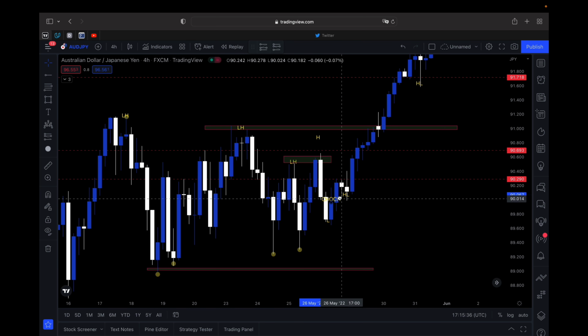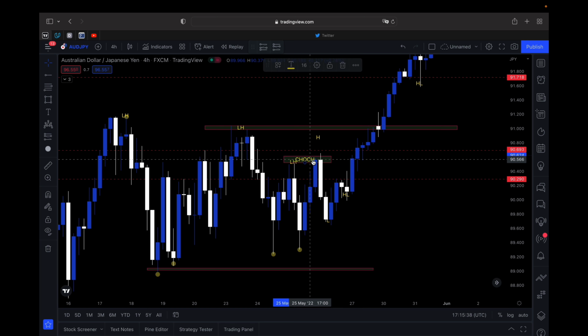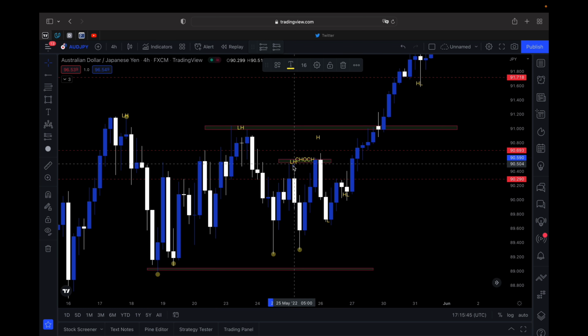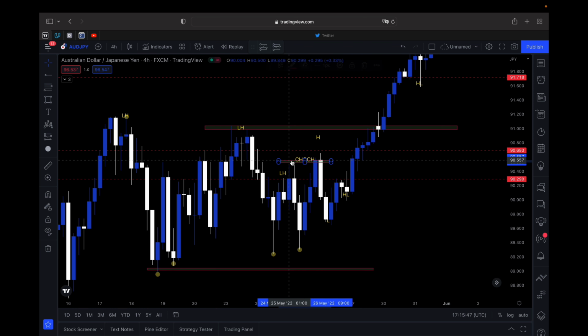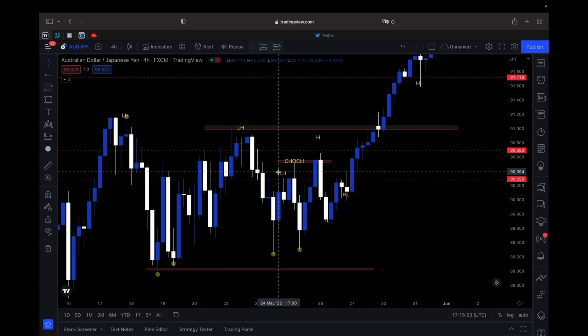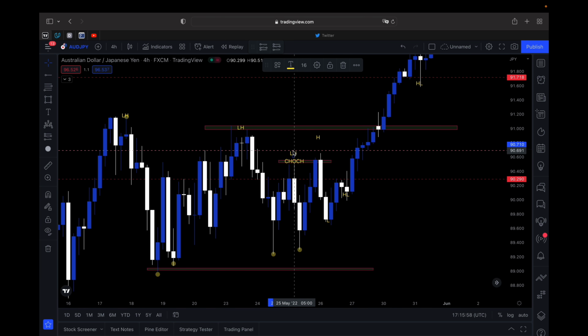So here I can spot a change of character after price broke off this level. So this is it here. When price broke out of this level, this is where I start being very, very conservative. Start monitoring the market closely. And what did price do?